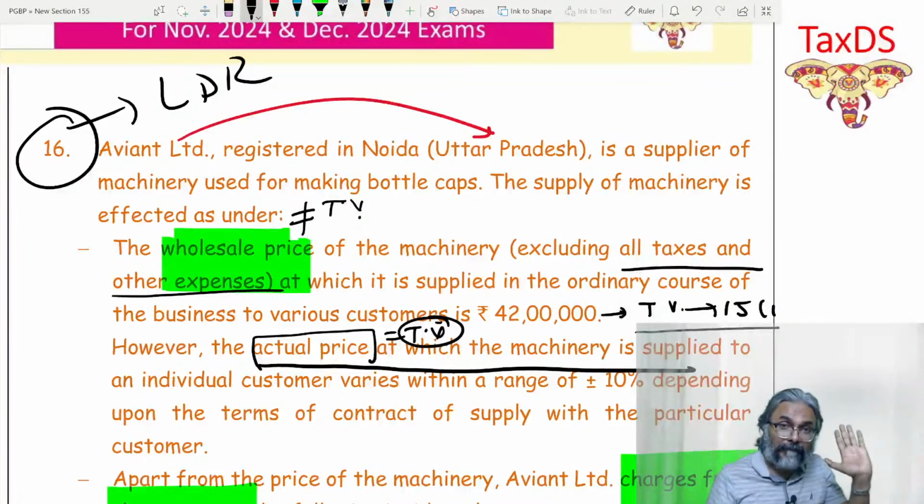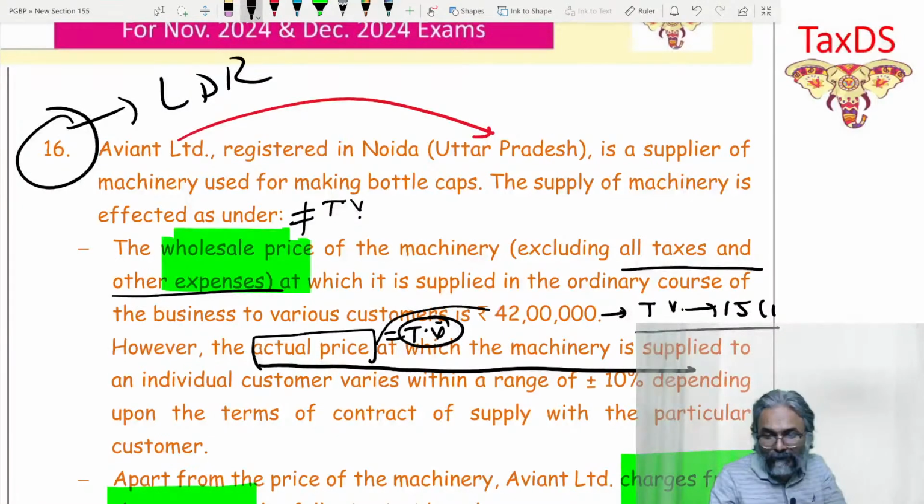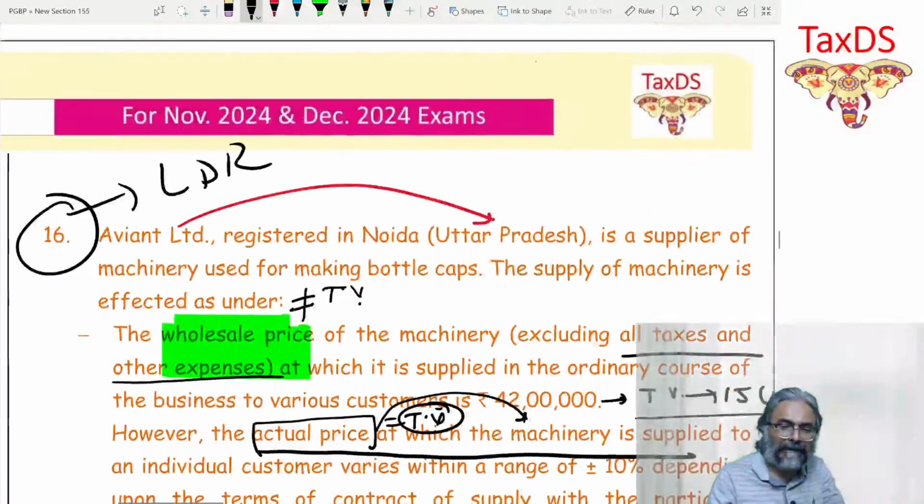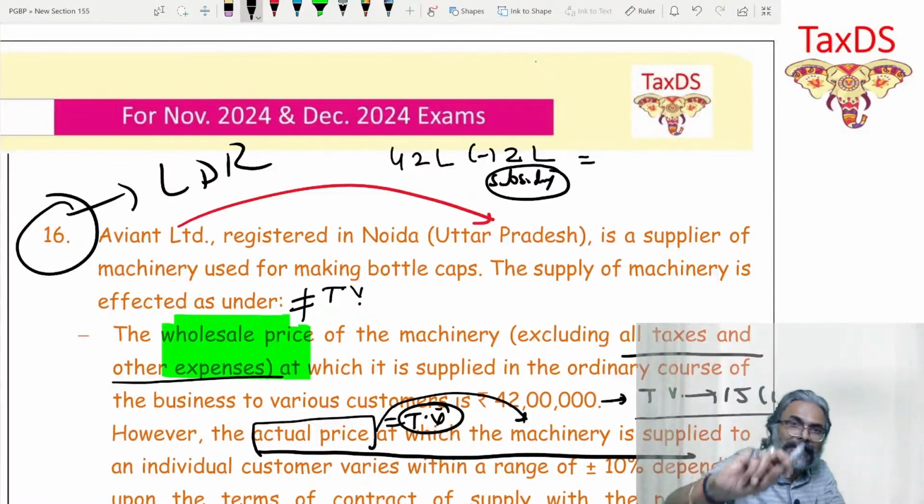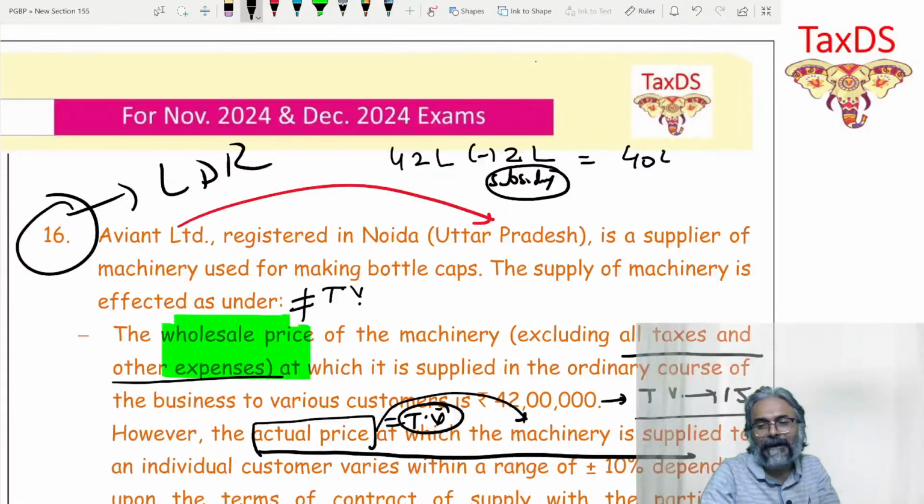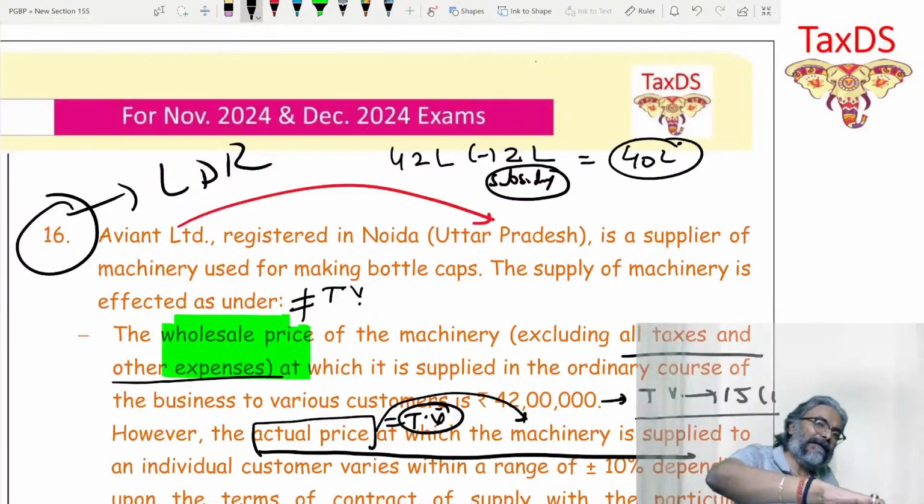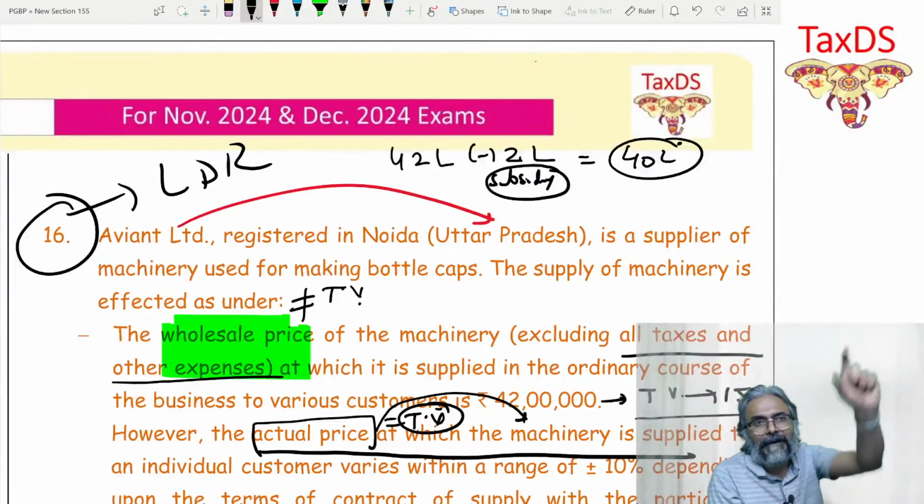Every transaction can have a different transaction value under 15.1. So, what is the actual price at which the machinery is supplied to an individual customer in this context? The price of the machinery, students, in this case is how much? The wholesale price 42 lakhs minus what? Minus 2 lakhs of the subsidy. So therefore, the price which I have charged in the market is 40 lakhs. Now you got it? Please recall my example now. All of you, please recall my example of that COVID vaccination.